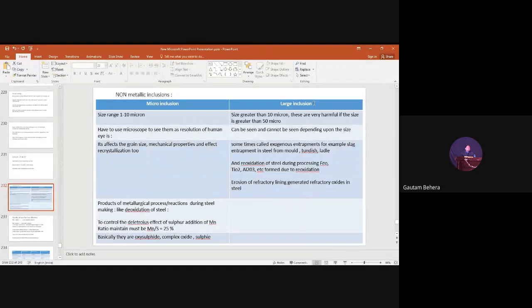The size of a micro inclusion is 1 to 10 microns, whereas large inclusions are greater than 10 microns. That is the difference. It is also written that large inclusions are very harmful if the size is greater than 50 microns. One of the major issues is during the rolling process, where the inclusion may also get rolled if it is deformable, and it will become elongated. It will give a bad surface finish, and it will also give directional characteristics or directional nature.